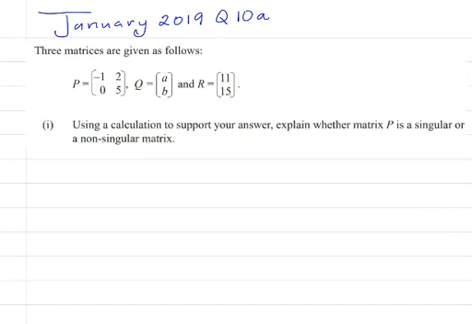All right, January 2019, question 10a. It says three matrices are given as follows: P, Q, and R, as indicated. Part i: using a calculation to support your answer, determine whether matrix P is a singular or non-singular matrix. So first of all, the matrix P is [-1, 2; 0, 5].